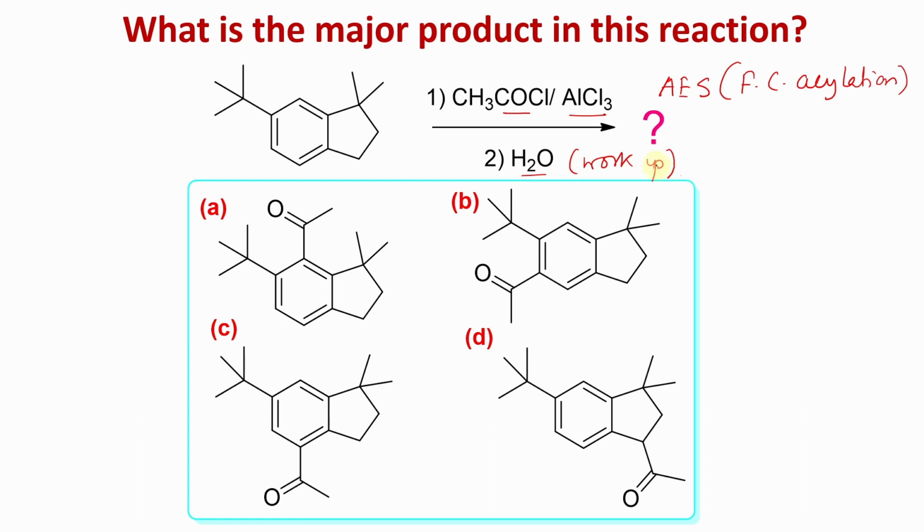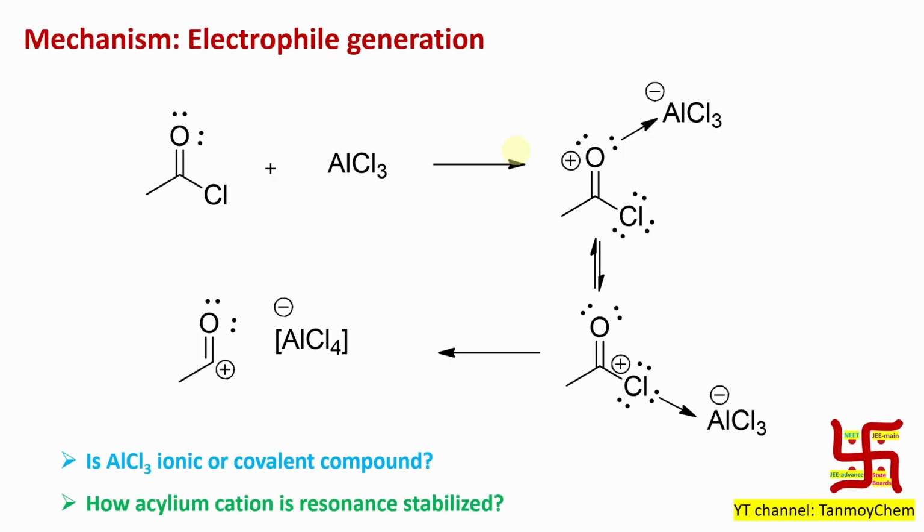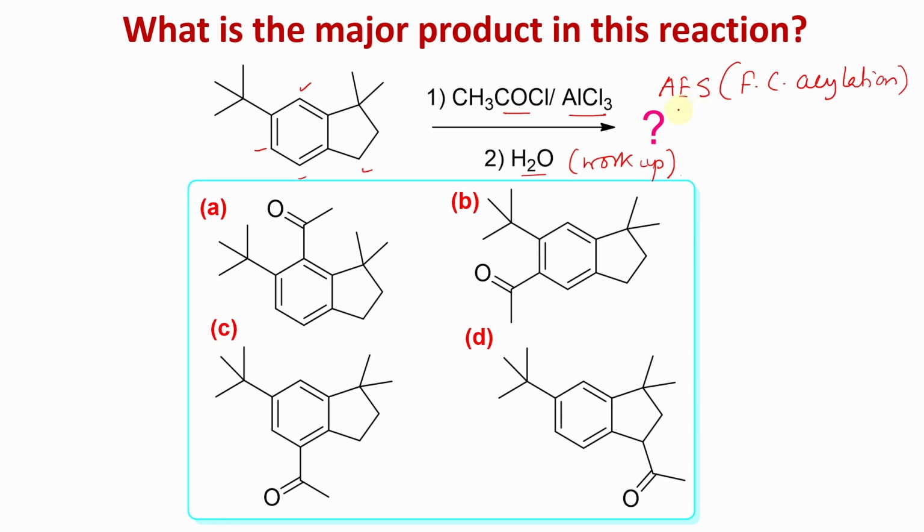And if you look at all the products, you can also understand it's a substitution. See, these protons are substituted by an acetyl group. So if I say this question is about the regioselectivity for the substitution reaction, for that purpose let's go to the mechanism first, I mean the electrophile generation. Since I told you it's an aromatic electrophilic substitution, how is the electrophile generated from this combination?